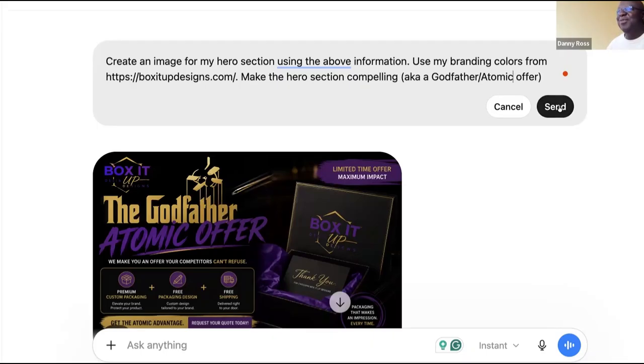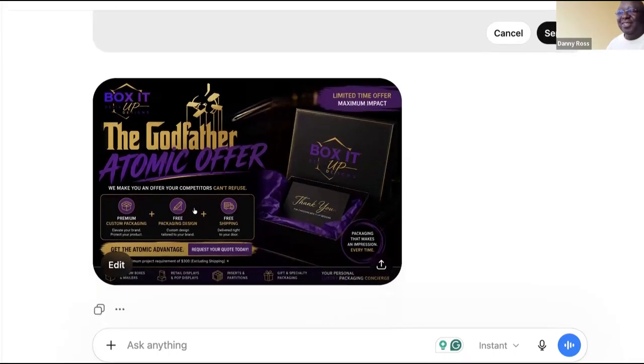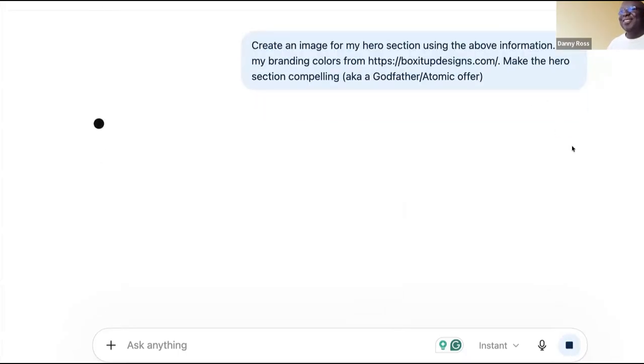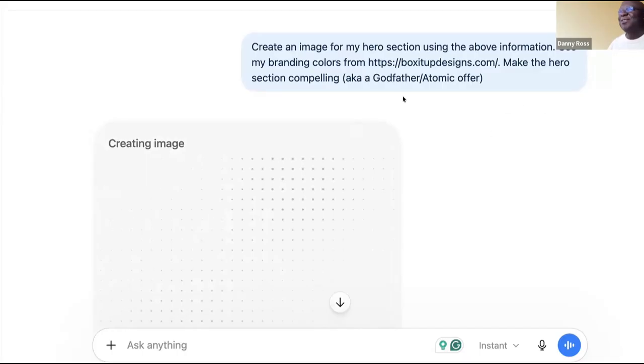With AI, you have to be very, very specific. It did do what I wanted it to do. In other words, it has the offer. There it is. I'm going to save that image. That is too funny.